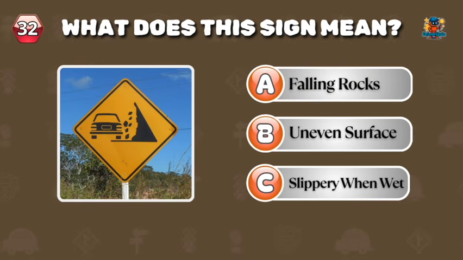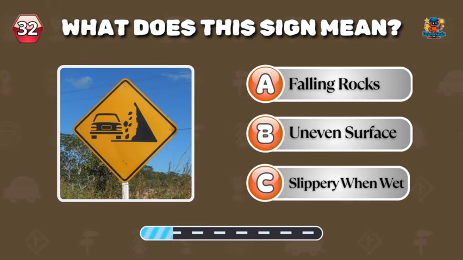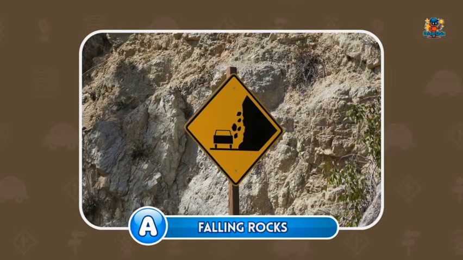Question 32. A. Falling rocks. B. Uneven surface. C. Slippery when wet. Falling rocks. Watch for rocks on the road. They may fall from nearby slopes.